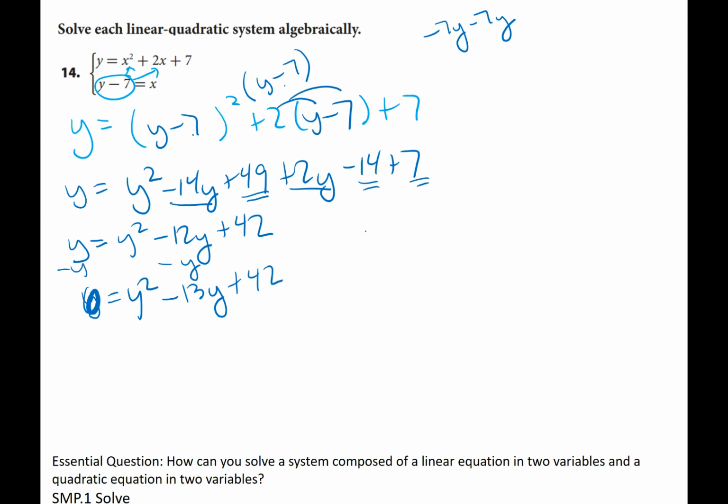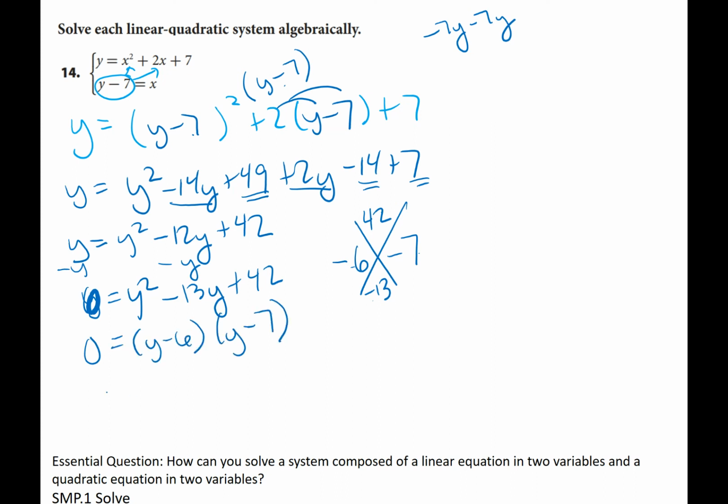So we need to try my magic x first. We need 2 numbers that multiply to 42 and add to negative 13. And you end up with negative 6 and negative 7 because they multiply to positive 42 and add to negative 13, which gives me y minus 6 times y minus 7. And you've got y minus 6 equals 0 and y minus 7 equals 0. So y equals 6 and y equals 7.